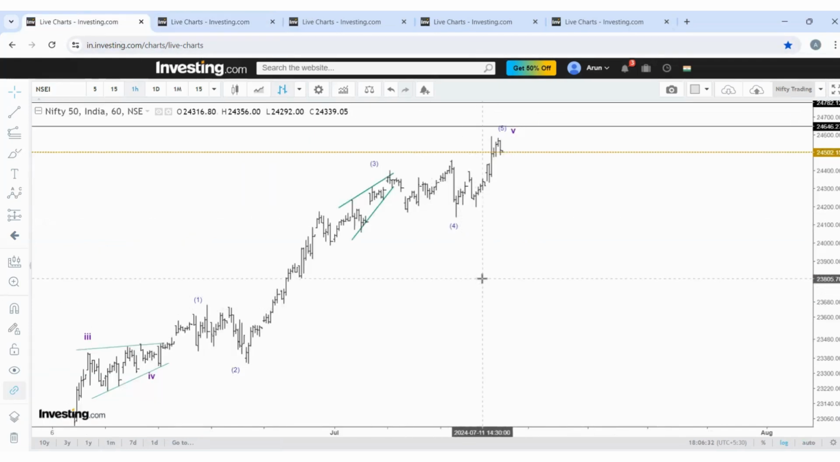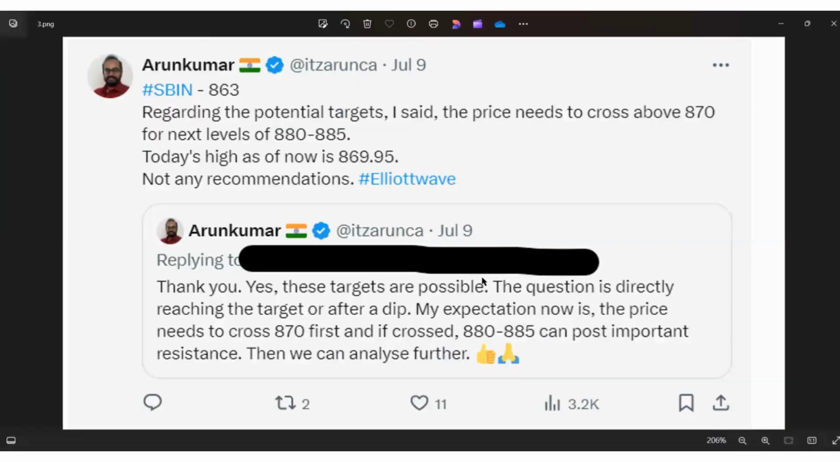Fine. And to talk about the precise level, I have only one example, and that is on State Bank of India. See, on 9th July, one of our followers shared a chart and they displayed the target level, and I explained, yes, the targets are possible, but the question is directly reaching the target or after a dip. Okay, my expectation now is the price needs to cross 870 first. If it crosses, 880 to 885 can be important resistance. The idea is 870 needs to be crossed.